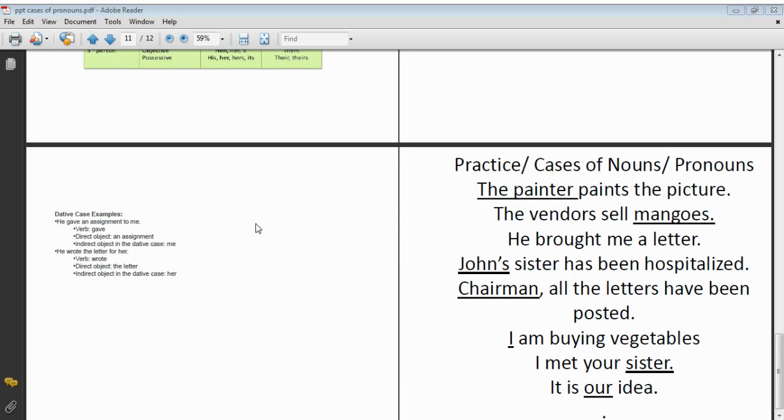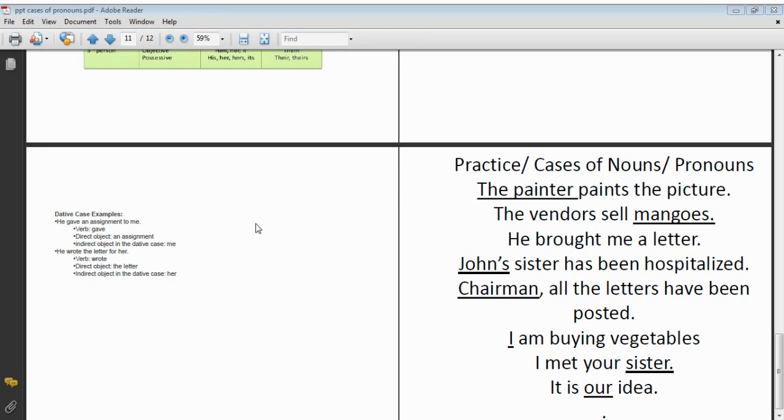So now we have to understand why we have more than one object in a sentence, and how we would differentiate between these two objects. What are their names and what is their function in the sentence? I read out the first example. He gave an assignment to me. He gave what? What is answered by the word assignment. He gave an assignment to me. He gave what? An assignment. To whom?